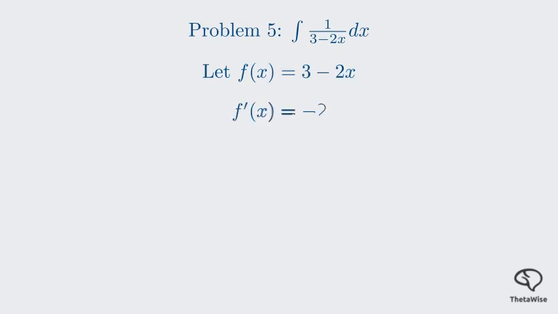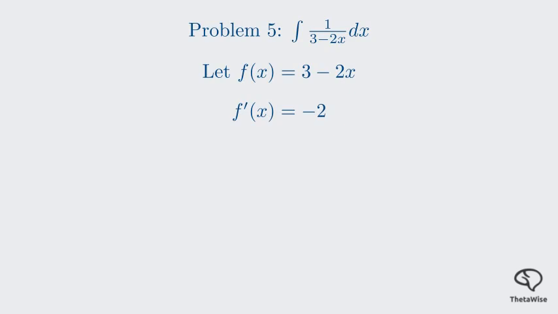Let's look at problem 5. It presents a slightly different arrangement. The problem is the integral of 1 over 3 minus 2x. This again looks like the logarithmic form. Let's identify f of x and its derivative. Our function f of x is the denominator, 3 minus 2x. Its derivative, f prime of x, is negative 2.